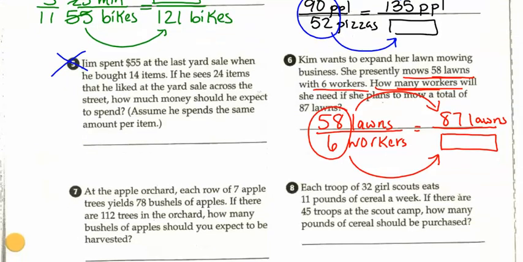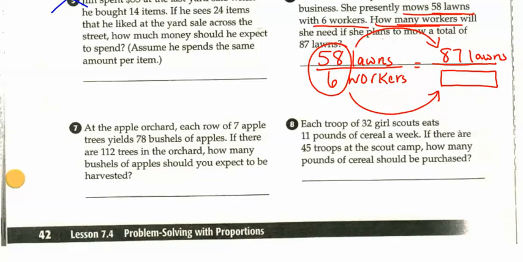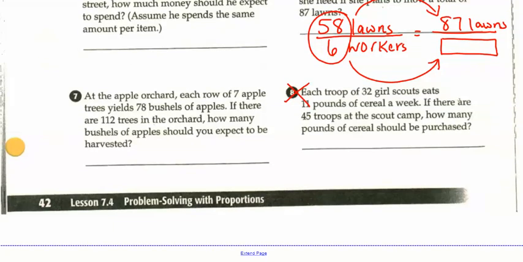Let's see. And number 8 you got to skip, so let's look at number 7. It says at the apple orchard, each row of 7 apple trees yields 78 bushels of apples. If there are 112 trees in the orchard, how many bushels of apples should you expect to harvest? So, I'm going to show this one right here. So line equals line. We know we have 7 apple trees. So 7 trees will give us 78 bushels. And we know we have 112 trees.